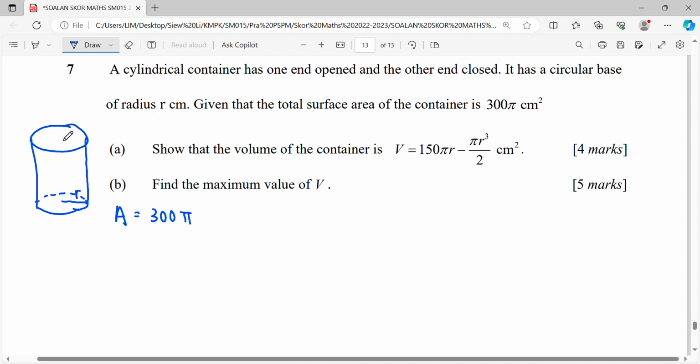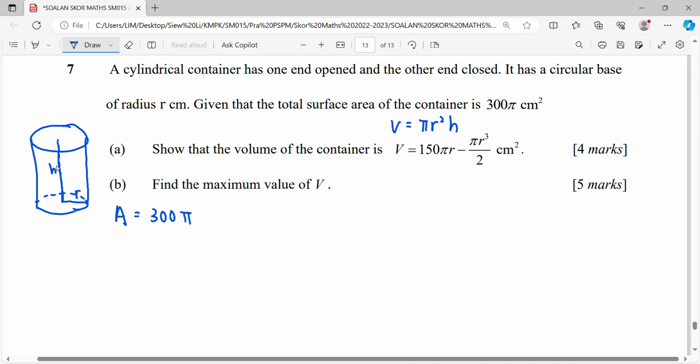So as we know, volume of cylinder is pi r square h. So what we need to do here is finding the h so that this volume is just in terms of r. After that, only we maximize this volume. So this is the h.